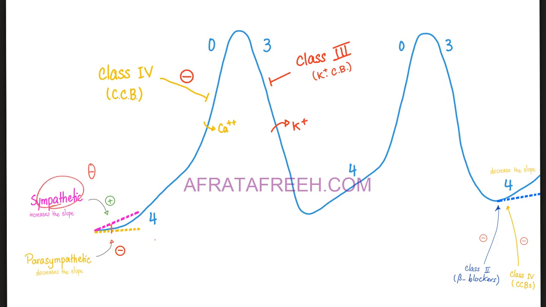It's very easy. Sympathetic increases the slope, make it like this, and then parasympathetic makes it decreasing the slope or makes it less steep. Then we have phase 0 calcium channels blocked by calcium channel blockers or class 4. Then phase 3, the potassium, by potassium channel blockers, which is class 3. And then we have phase 4 by class 2 and 4. Both of them decrease the slope.